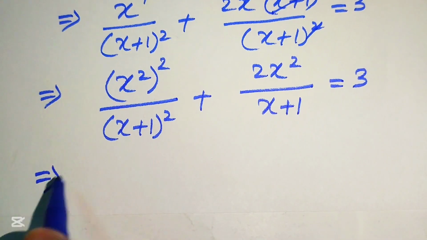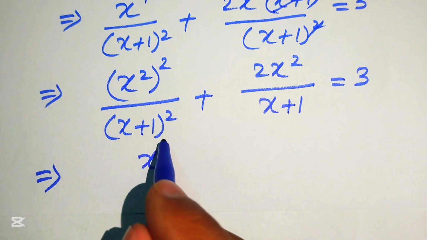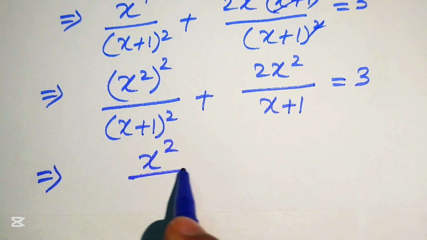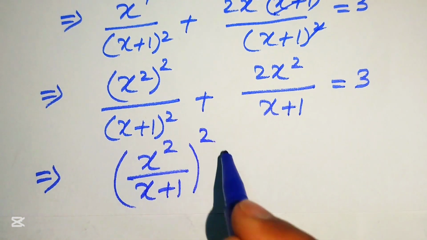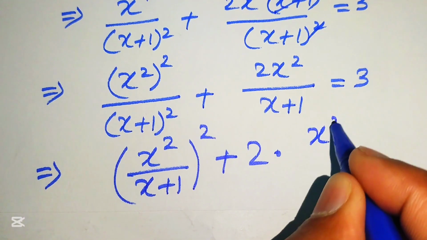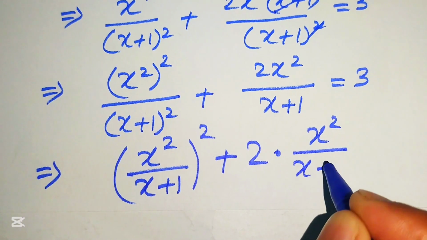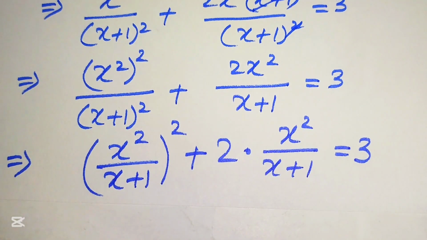So here we rewrite this expression, we need to combine these two powers, and we write it as x square over (x plus 1) and its whole square, plus here we write this term as 2 times x square over (x plus 1), and this whole is equal to 3.